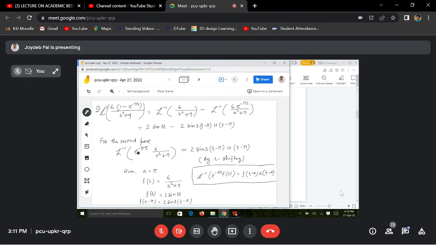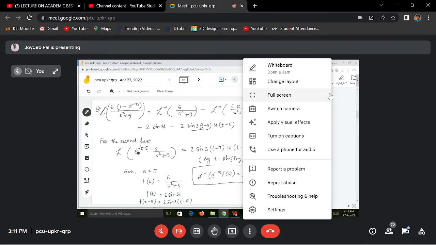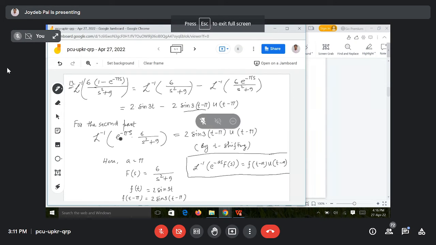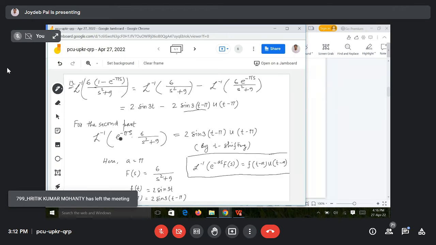The sin 3 into t minus pi has come here. Sin 3 into t minus pi, right? So you can write it in terms of what? ये किसके टर्म पे आएगा? अल्टीमेटली वो एंगल सब एंगल वाला फॉर्मूला लगाएंगे तो ये साइन ही आ जाएगा.